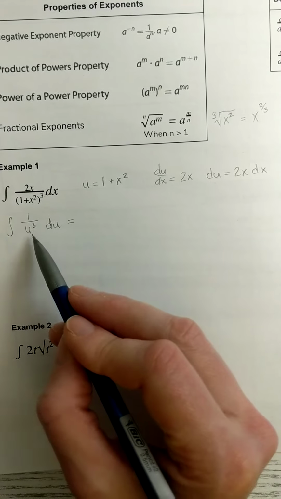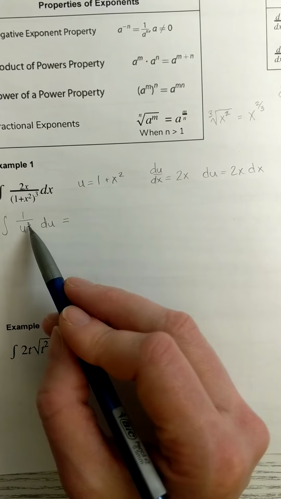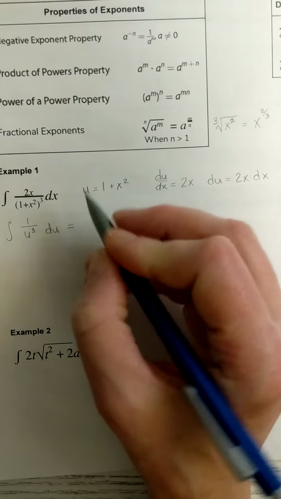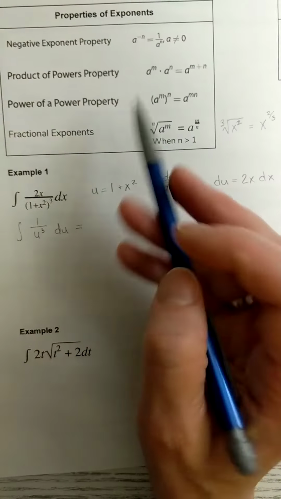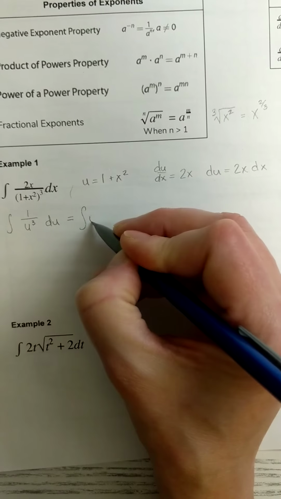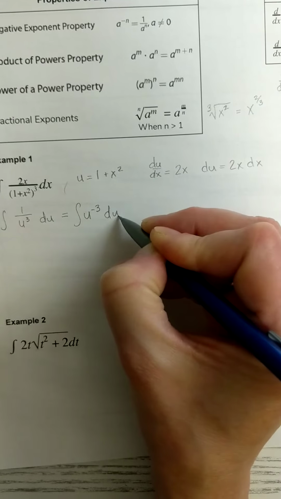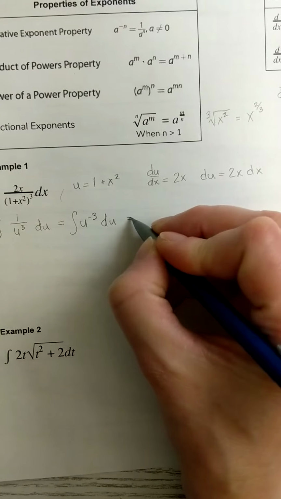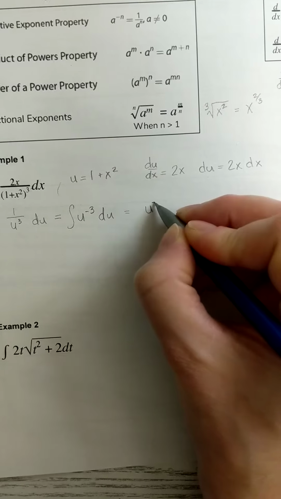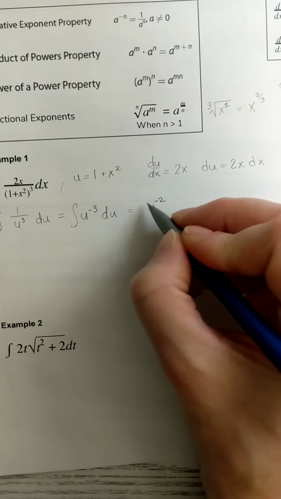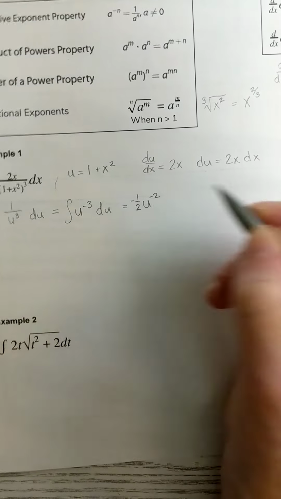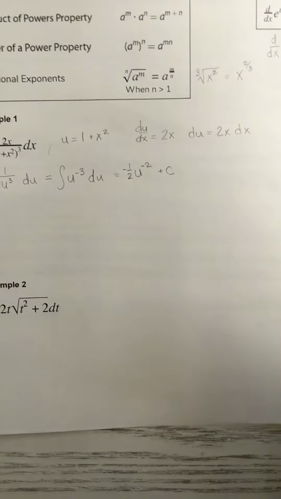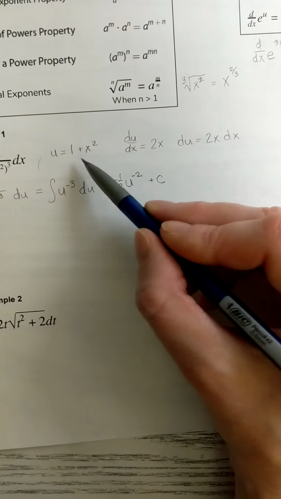Well, we can't integrate when we have the expression as a denominator, so we have to make it a numerator. So using my negative exponent rule, that is the integral of u to the negative third power du. And now I just integrate it, add 1 to it. Negative 3 plus 1 is negative 2. And I multiply by the reciprocal, negative 1/2. And plus c.